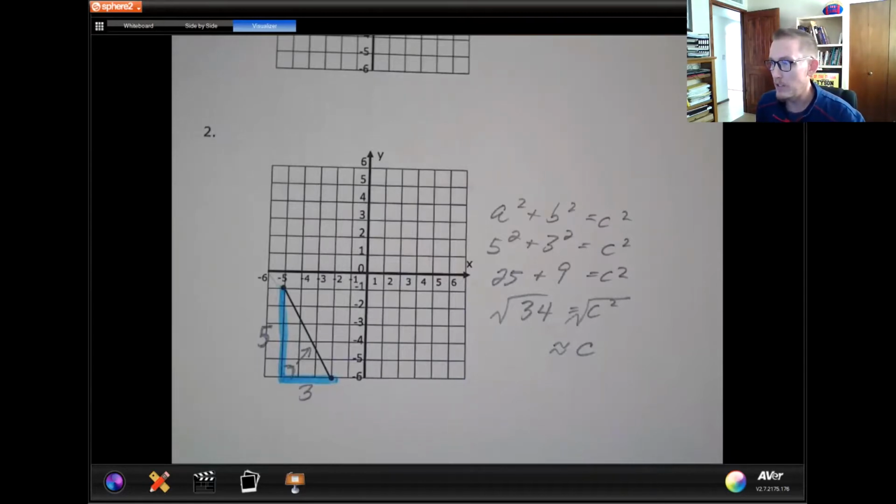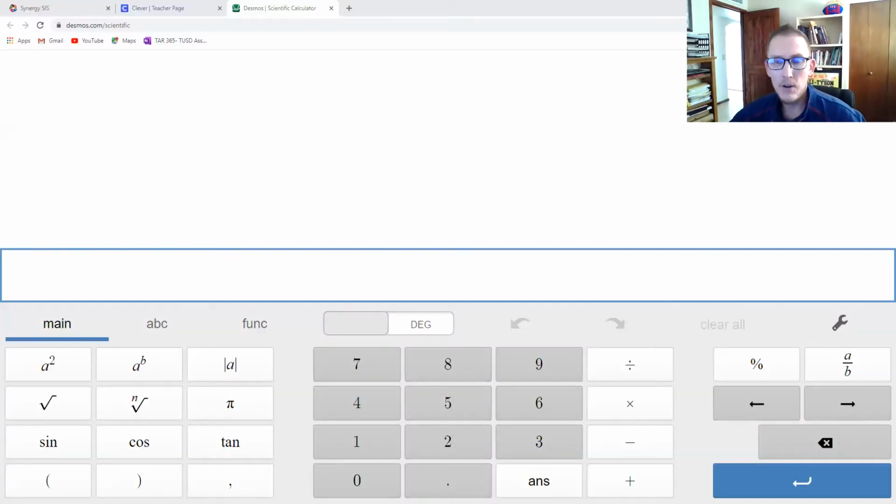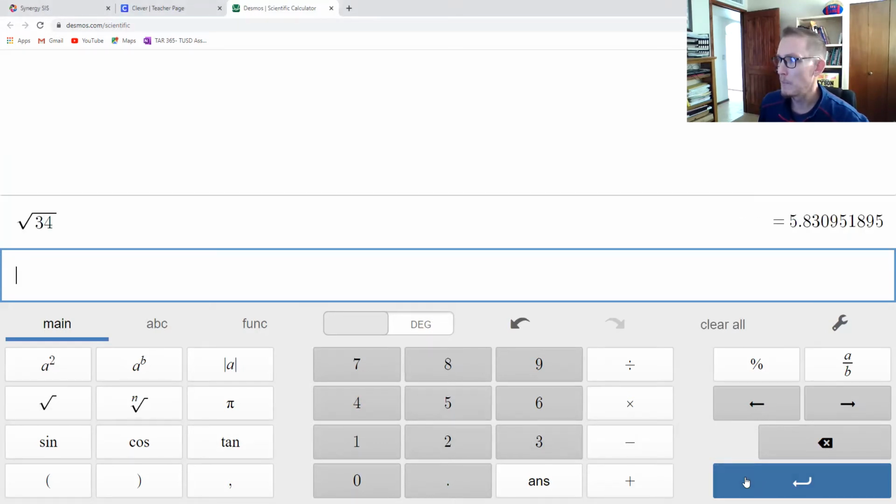Let's go ahead and stop sharing this, and let's go over to our calculator. This is the calculator on your Clever page. We're going to take the square root of 34. So I'm going to push the square root button, put 34 inside, and push enter. Over here on the right, you're going to see that this is a decimal. This is what we call an irrational number. It's a decimal that goes on and on forever and ever.